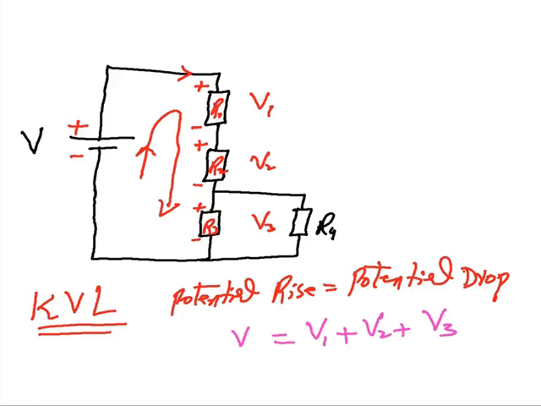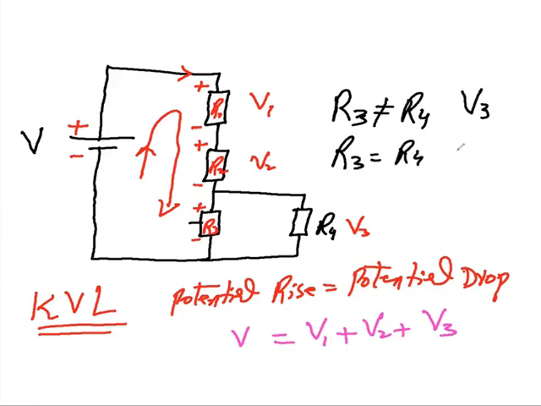Can you repeat this part? Okay, so if there is another resistor connected in parallel with R3, and that resistor is different from R3, that's why I give it a different name, R4. If your R3 is not equal to R4, then the potential across these two will be V3. And if your R3 is equal to R4, you still have the same potential, V3, because both resistors are connected in parallel.